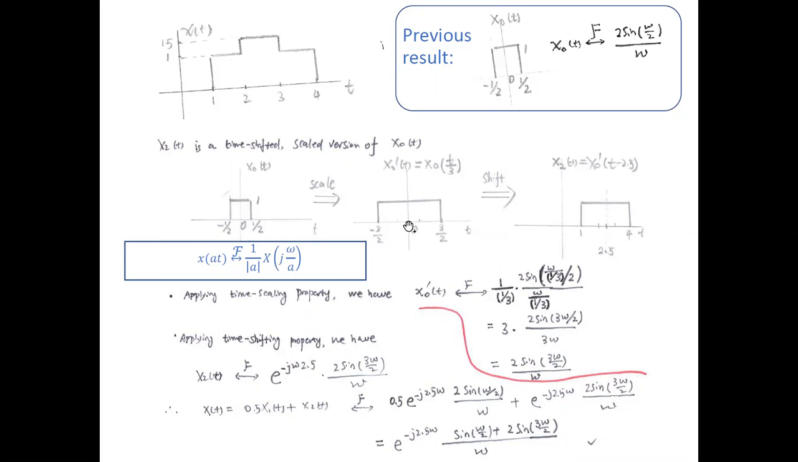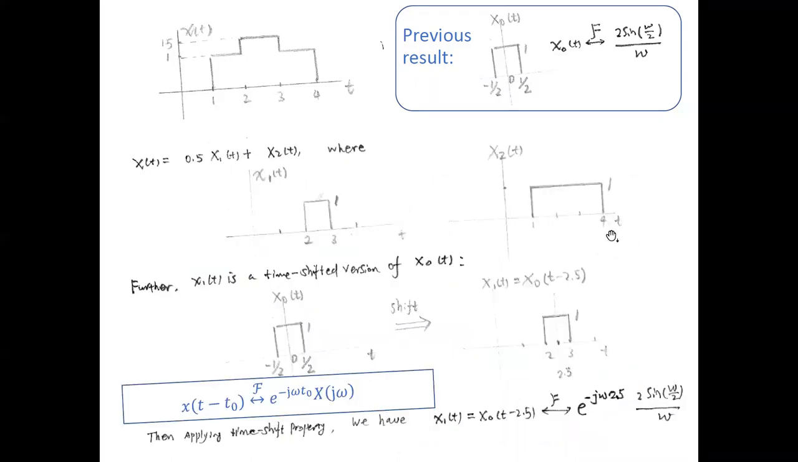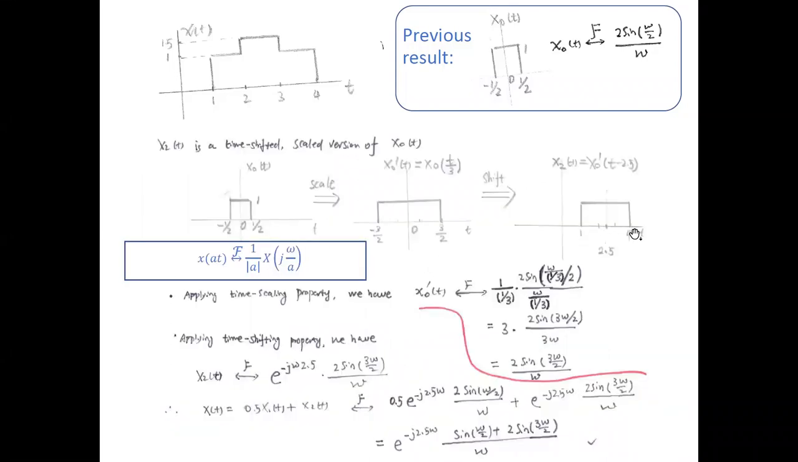So the center for x0 prime of t is 0. Now the new center is 2.5. To the left and to the right, it is 1.5 each. So the left bound is 2.5 minus 1.5, which is 1. The right bound is 2.5 plus 1.5, which is 4. This is exactly x2(t), right? If you recall, x2(t) is just this platform from 1 to 4. So it's also shifted by 2.5.